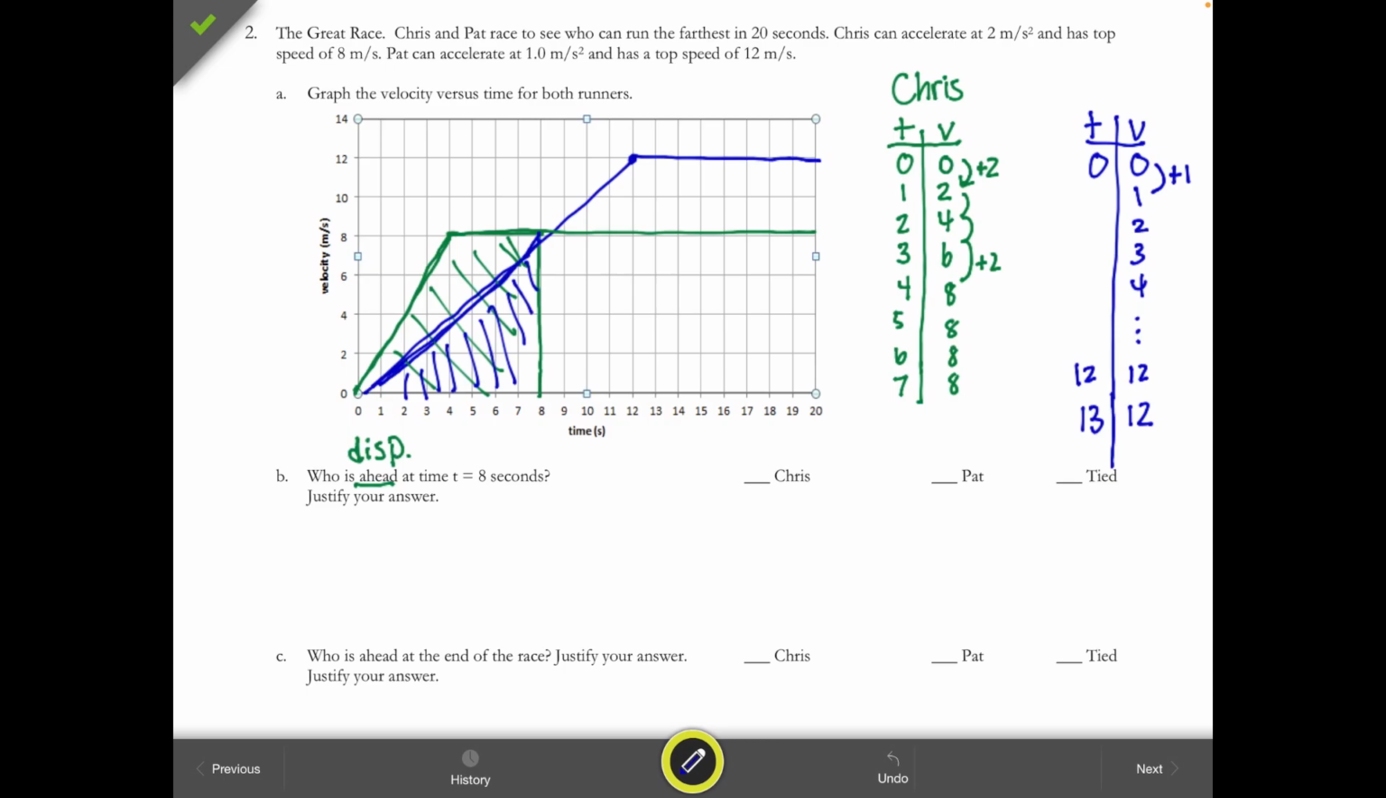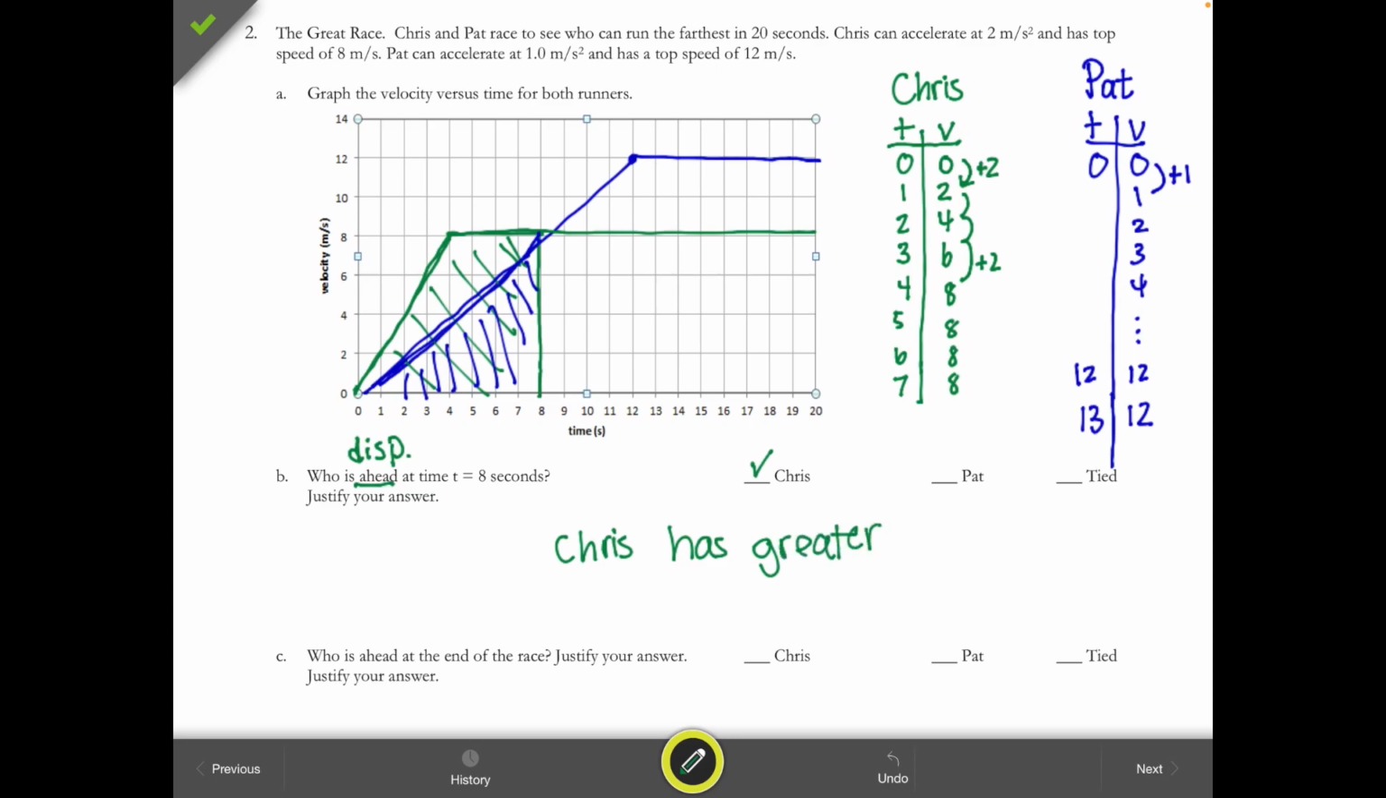If you look at the overlap, I can see without doing any math that Pat's area under the curve is less than Chris's area under the curve, at least for the first 8 seconds. I actually don't need to calculate this out to see that the areas are different. Chris traveled farther because the area under the curve was bigger for Chris. So who is ahead? Chris has the greater displacement.